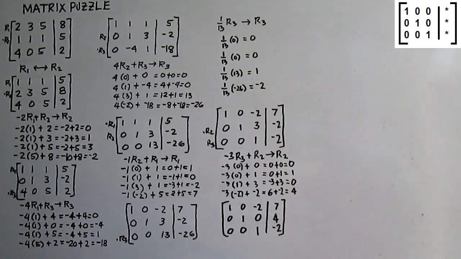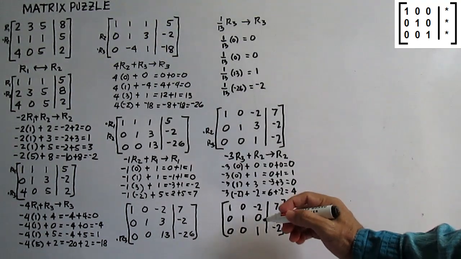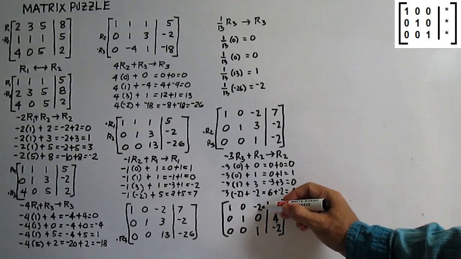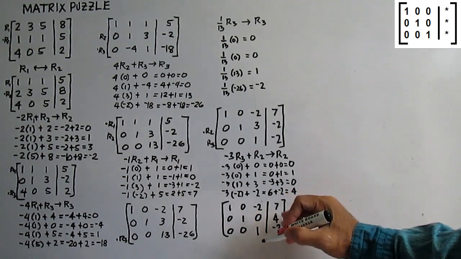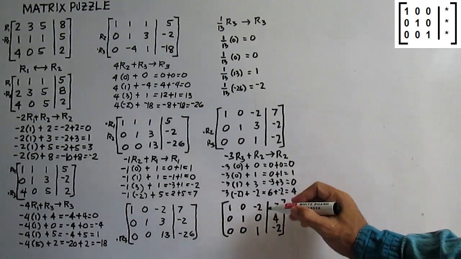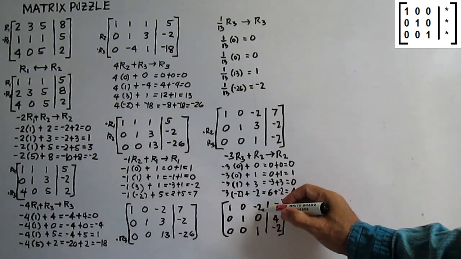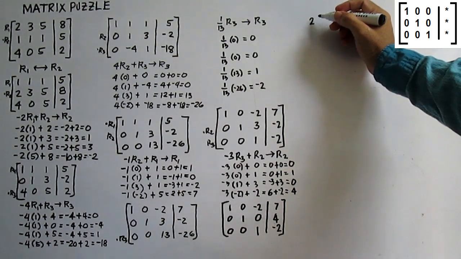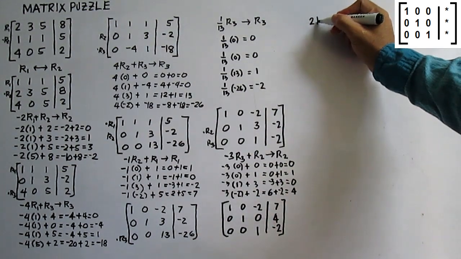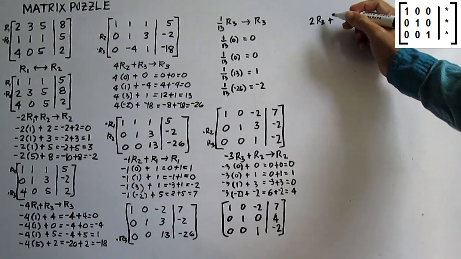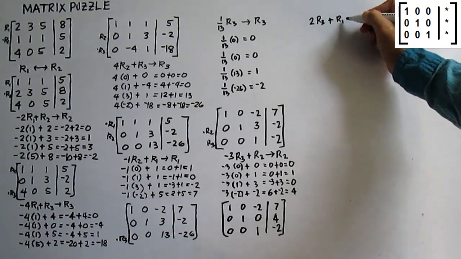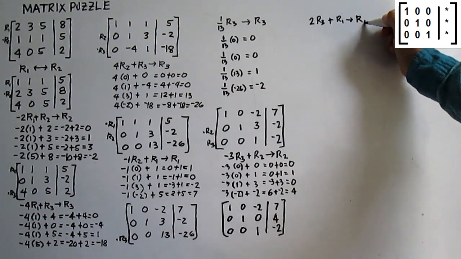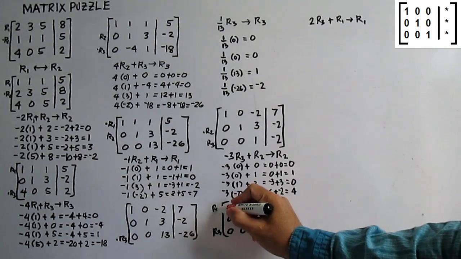Let's make row 1 column 3 equal to 0 using row 3. The opposite of negative 2 is 2. Multiply 2 to row 3. 2 times row 3 plus row 1 to replace row 1. This is row 3 and this is row 1.